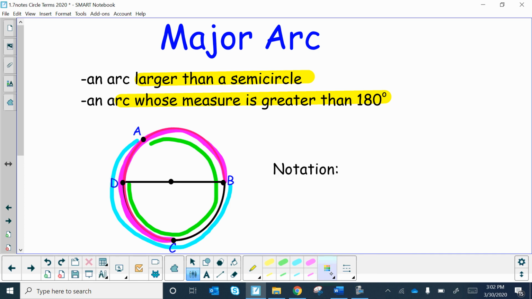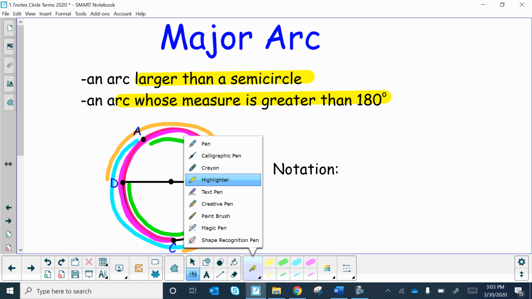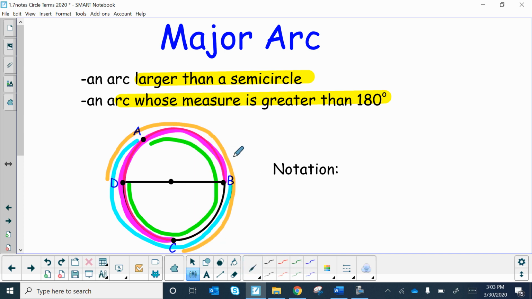Here's another major arc. If I start here at C, and I go all the way to D. So see, there's lots of different major arcs that you can name. So let me get my pen. Let's name the pink one right here. I'm going to use red.